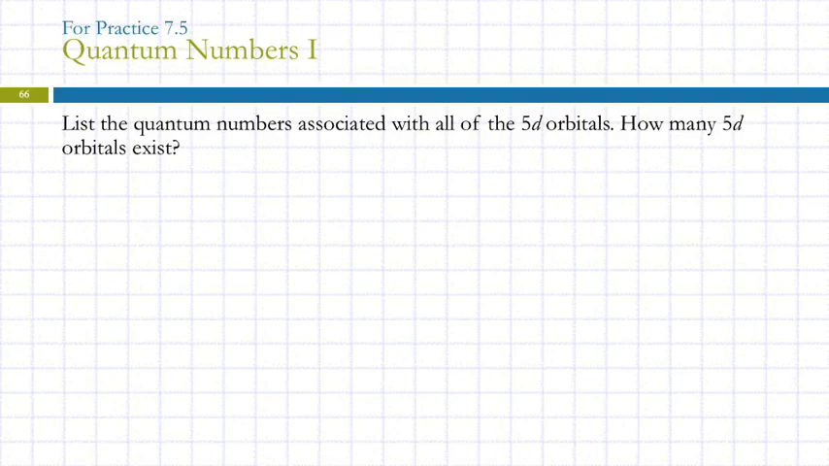So we should be able to do things like this. List the quantum numbers associated with all of the 5D orbitals. How many 5D orbitals exist? Okay, so 5D. What does the 5 tell us? N. So N equals 5. And what does the D tell us? So that's L. L equals 0, 1, 2, 3 would be S, P, D, F. So 5D means that L equals 2. So we've got N equals 5 and L equals 2.